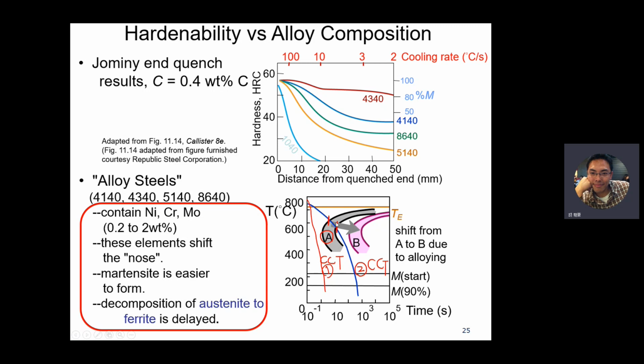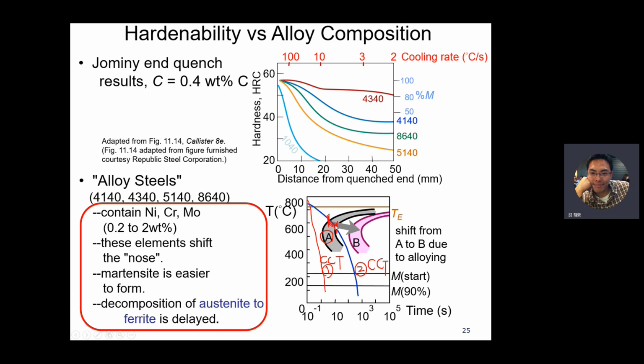That means the CCT curve 2 begins to transform from the austenite to pearlite structure at this moment, and 100% pearlite forms at this moment. You know what I'm saying? So it's a transformation process.